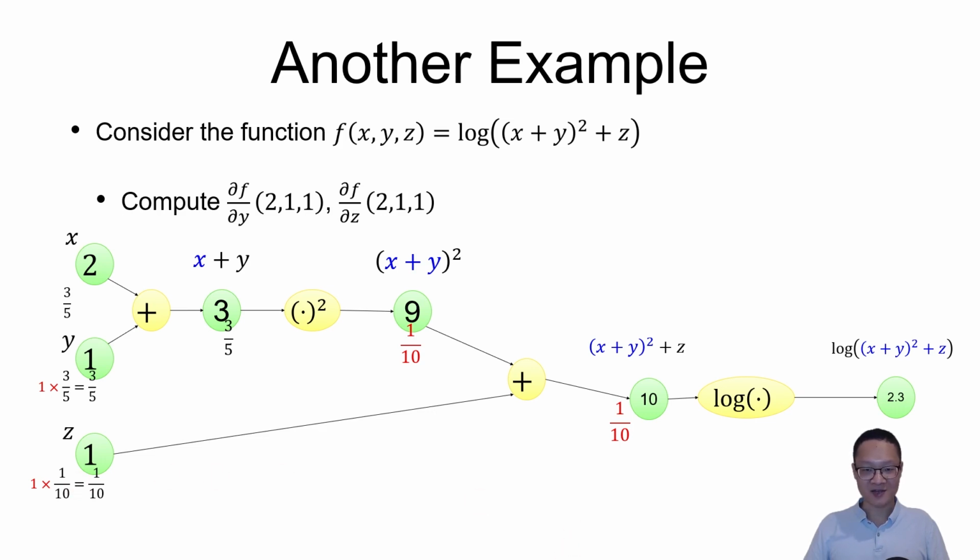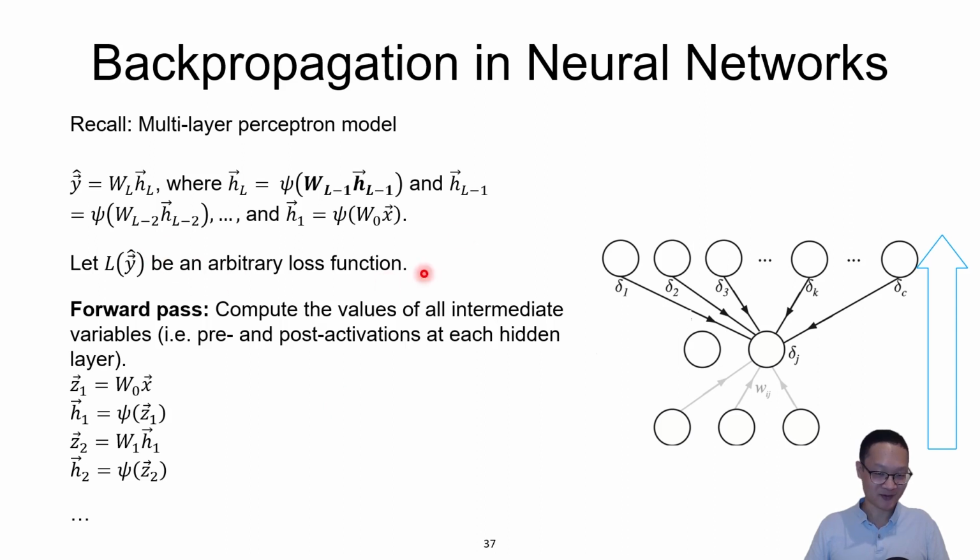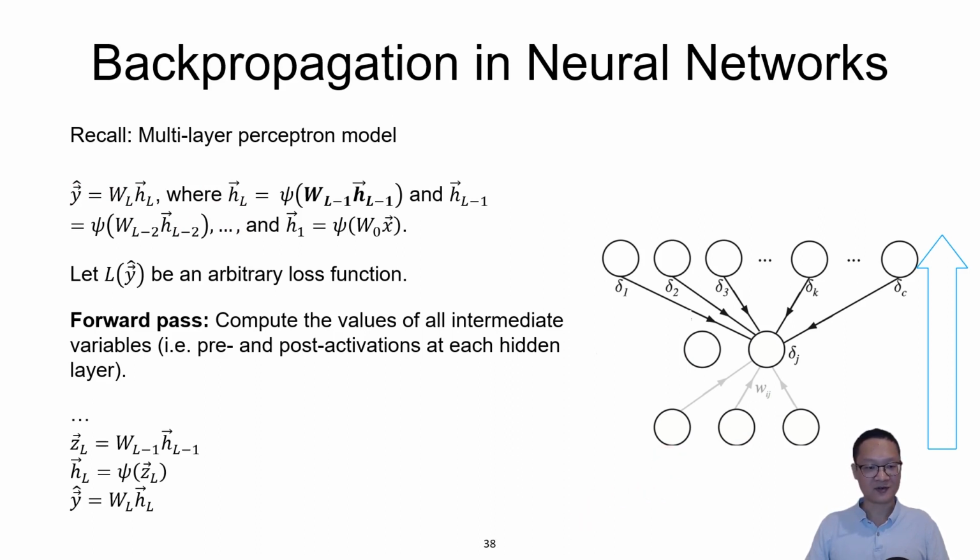The next thing we're going to do is to apply this to the neural network, and work out all the math by using the backpropagation algorithm. Again, we're going to start with the forward pass, plugging in our input and then evaluating all the intermediate variables like Z1, which is W0X. Then we apply activation to get H1. And then we get Z2, H2, Z3, H3, and so on, all the way up to Y.